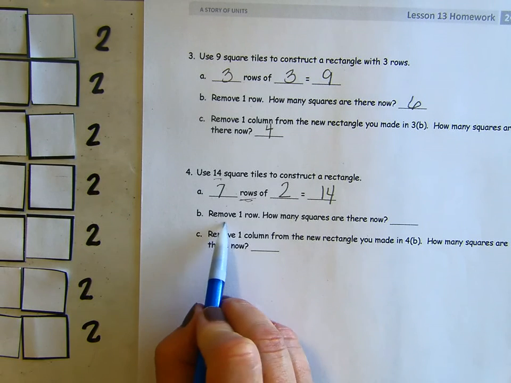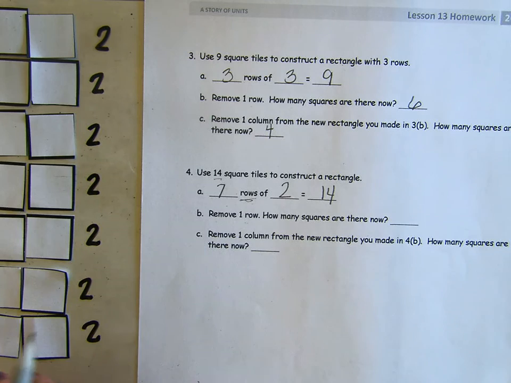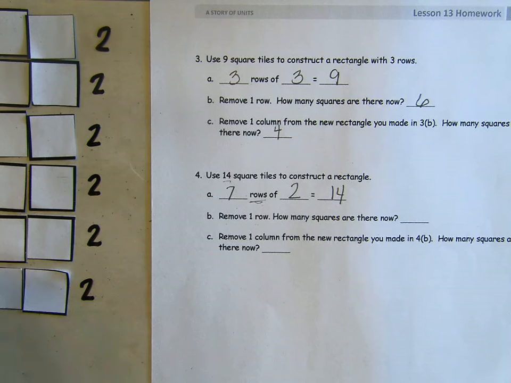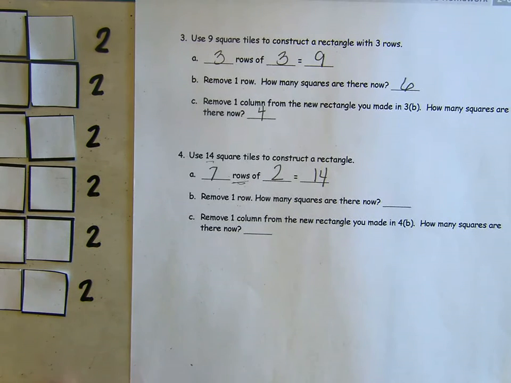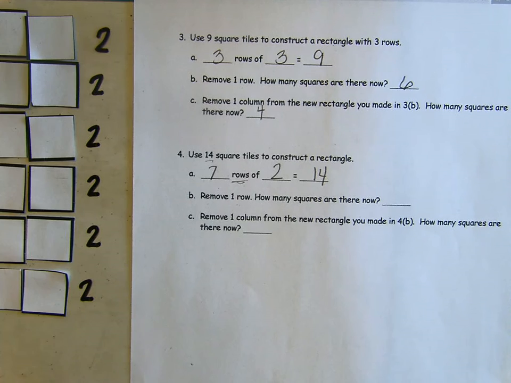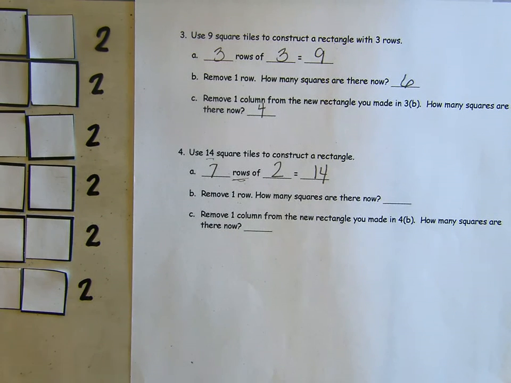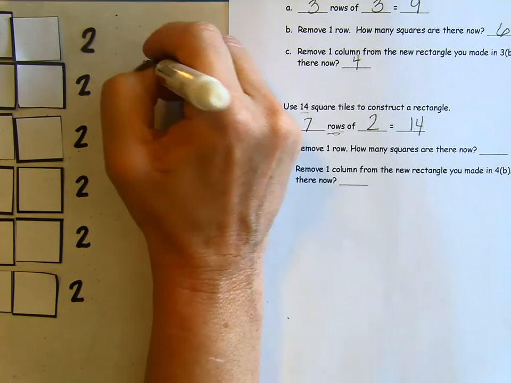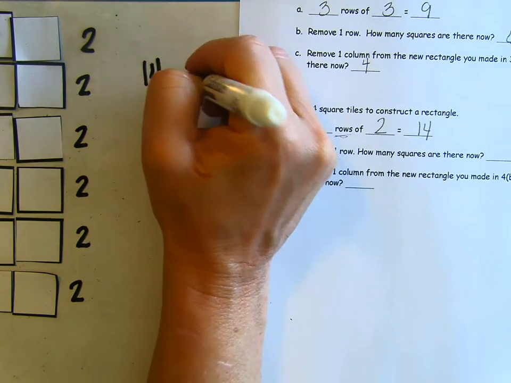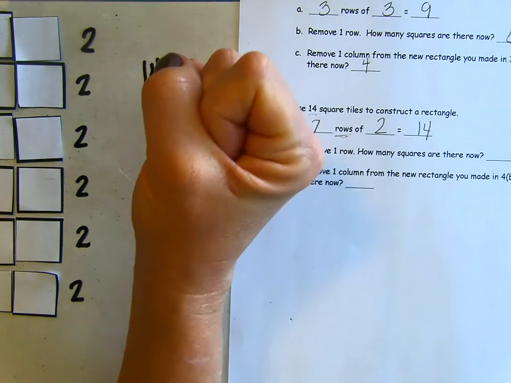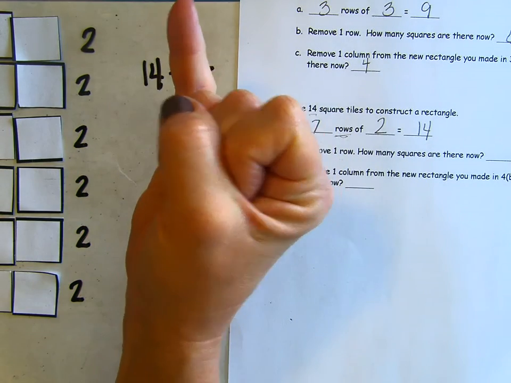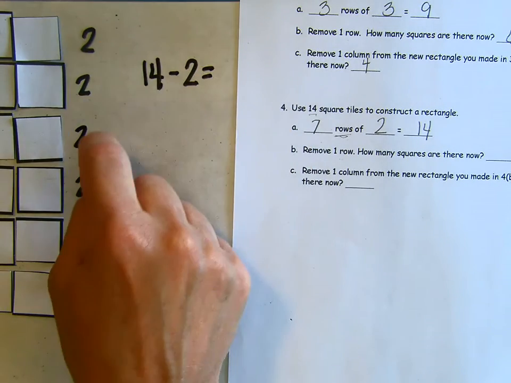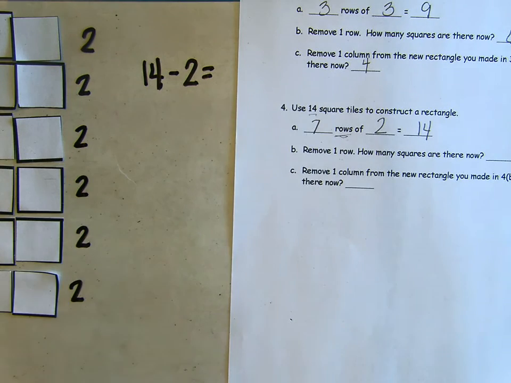Now we're going to remove 1 row. I'm going to take that, move it away, take away that 2. Now how many do we have? We have 14 minus 2. So 14, take away 1 is 13, take away 2 is 12, or we could count by 2s, 2, 4, 6, 8, 10, 12.